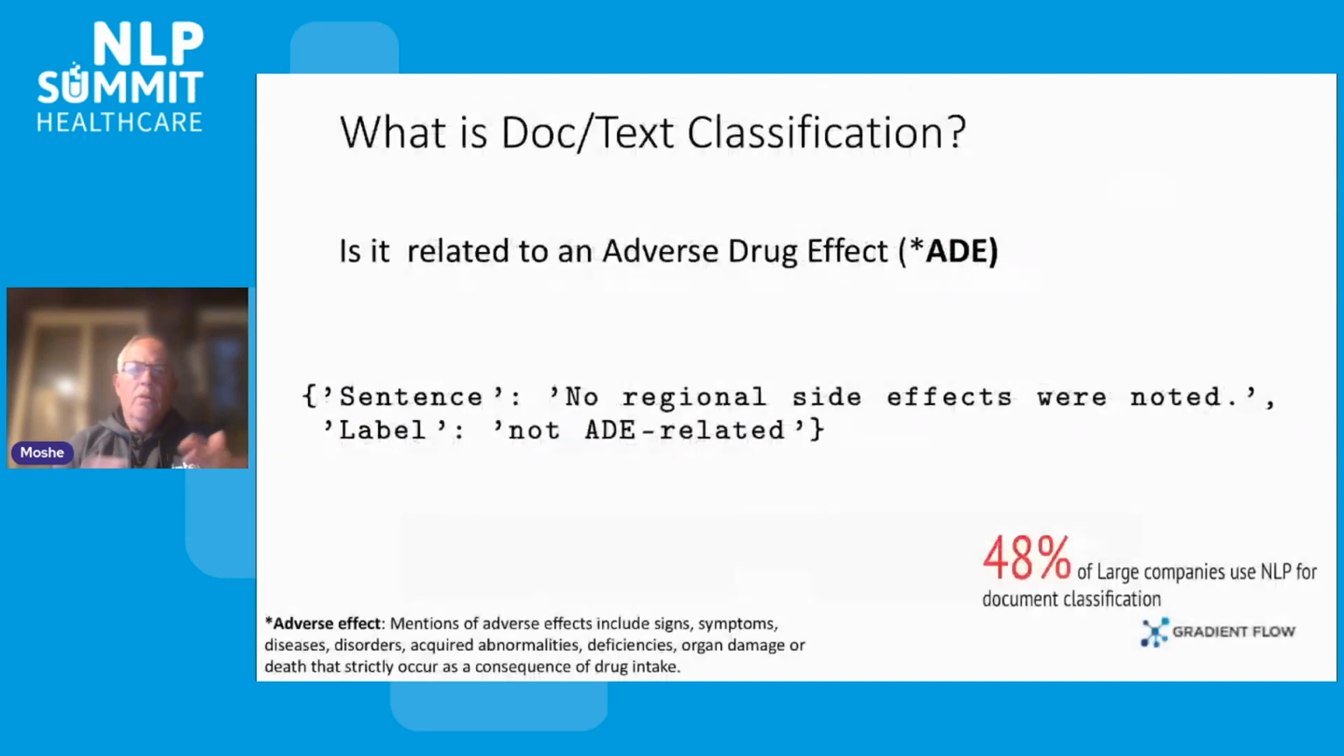Text classification, or doc classification, is the process of understanding the meaning of unstructured text and organizing it into predefined classes. According to a recent survey by Gradient Flow that mapped the NLP use cases in production systems, 48% of large companies use NLP for document classification. Doc classification in healthcare has been deployed to extract valuable insight from medical reports, scientific papers, and free text.